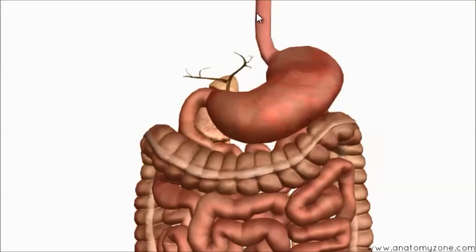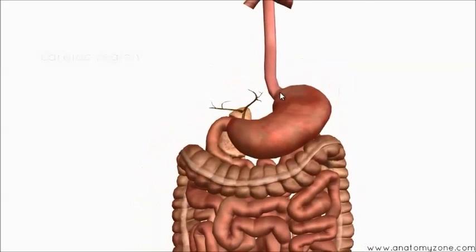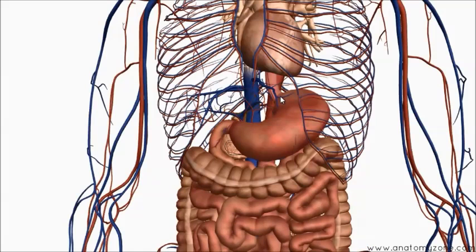So you can see the esophagus joins the stomach, and the region where it joins is called the cardiac region of the stomach, because I guess this is the part of the stomach that lies closest to the heart. So I've just added the vessels in here and the cardiovascular system, and you can see that it sits just above the stomach.